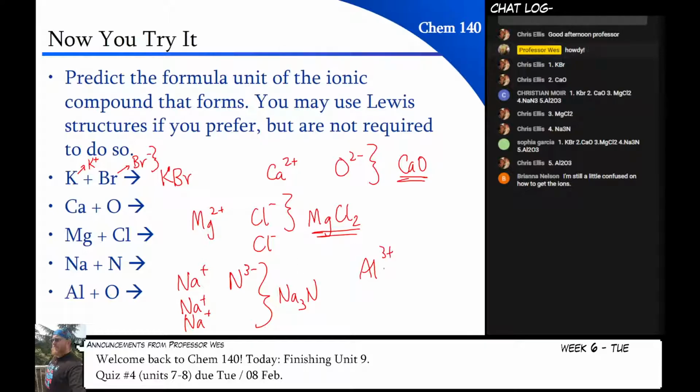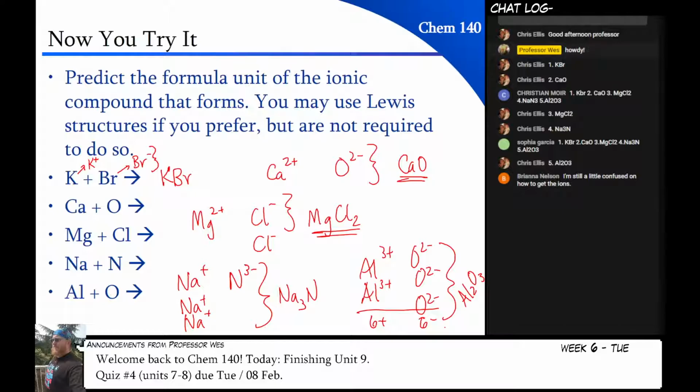And then for aluminum, I'm just writing out the answer here. And then I ran out of space there. And this works out because I have a total of +6 for my positive charge and -6 for my negative.